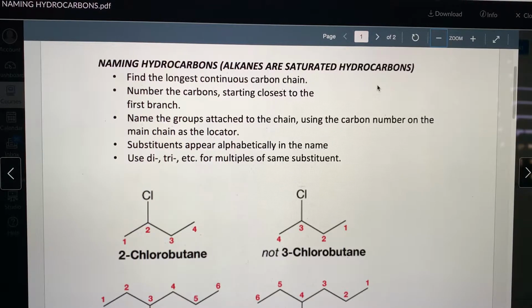Our main goal today is to name hydrocarbons, specifically alkanes, which are saturated hydrocarbons: only single bonds, no double bond or triple bond.